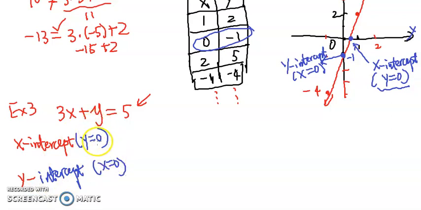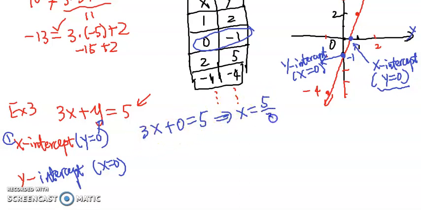So we can plug the values in here. How do you solve for the x-intercept? We replace y with 0 because y must be 0. So we have 3x plus 0 equals 5. And solve for x: divide both sides by 3.